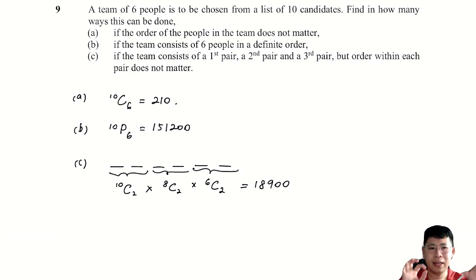So hopefully the phrasing in the question may seem a bit confusing, but hopefully you can just draw the image down and just try to understand it literally. You don't have to think too far, just literally: first pair, choose; second pair, choose; third pair. So mainly like that.